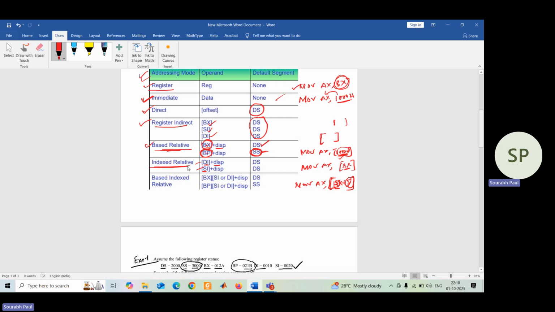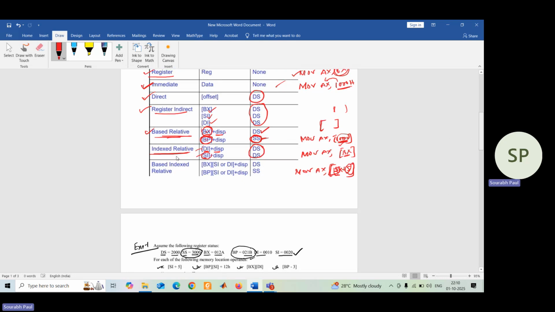Now, I was discussing index relative, that is DI and SI. If you remember, in both cases the default segment is nothing but the data segment. Now, base index relative: base is present, index is present, and relative means displacement is also present. If it is given as MOV AX, [BX plus SI plus 5], then base BX is present, index is present, that is SI, the index register, and this relative value is also present, that is 5, for example.